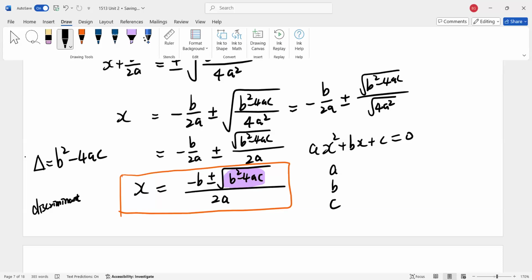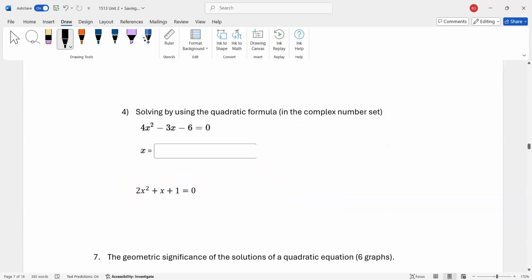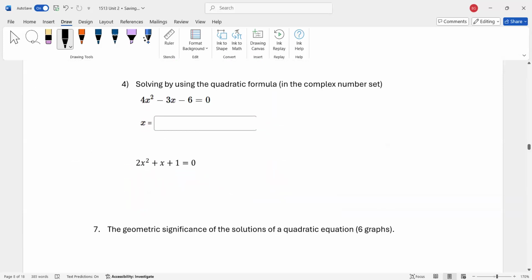It's very convenient. So to apply the formula to solve an equation, I would first identify values for a, b, c, and then figure out what is delta, and then plug into the formula. All right? Let's apply it. Solving by using the quadratic formula.